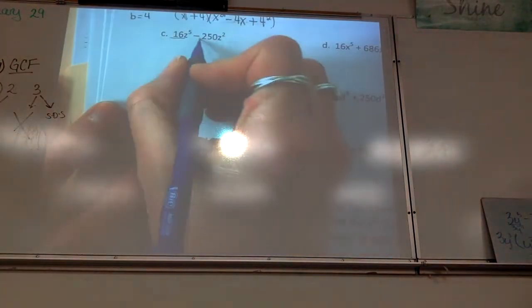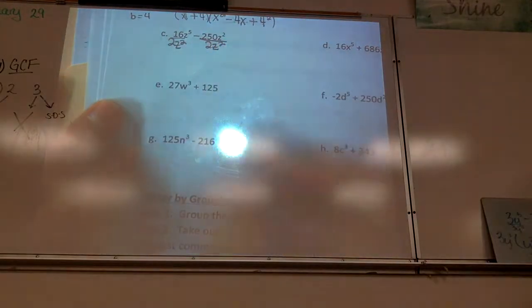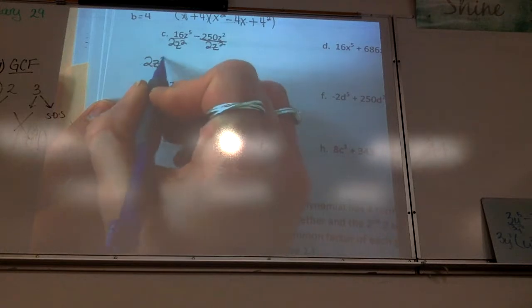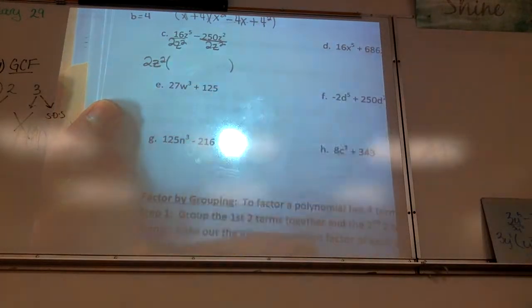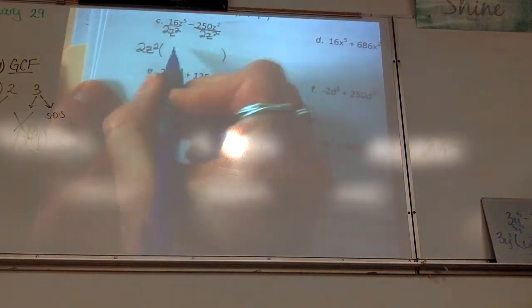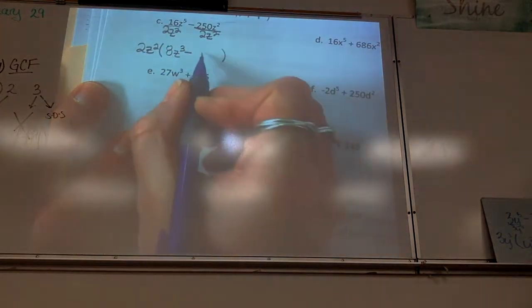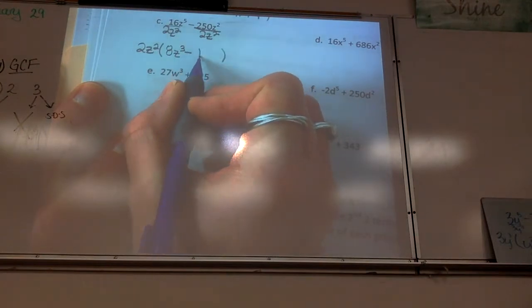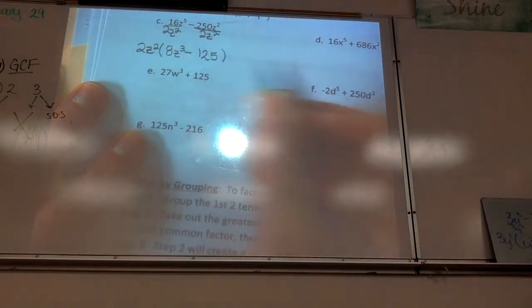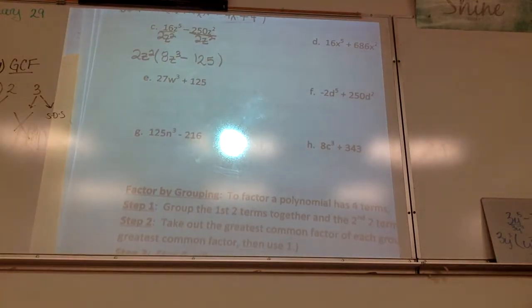Okay. So that has to come out front, the 2Z squared. You can't let it disappear. Just comes out front. And then what's left over? Minus. Good. So 125 because the z squareds cancel. So our greatest common factor has been taken out.